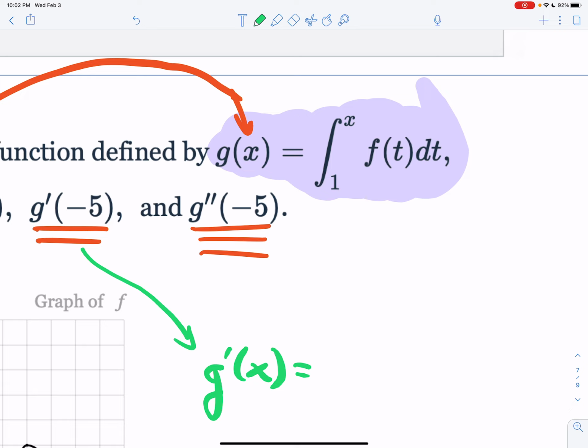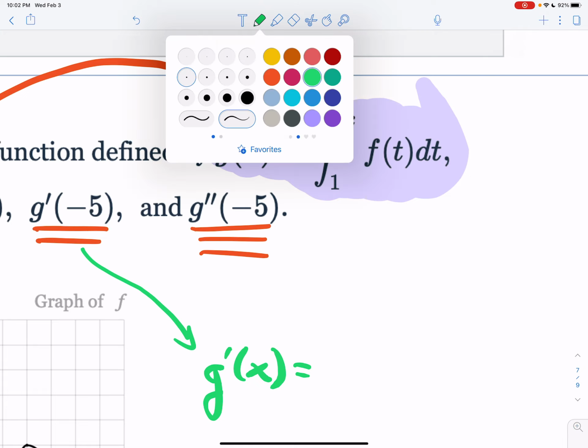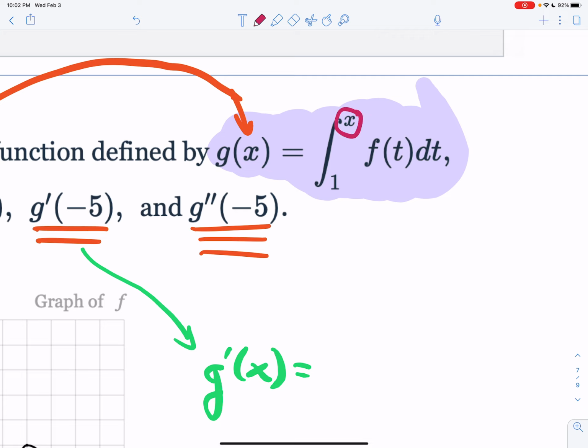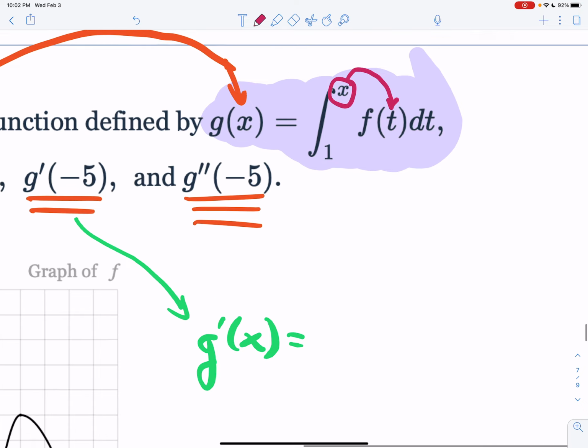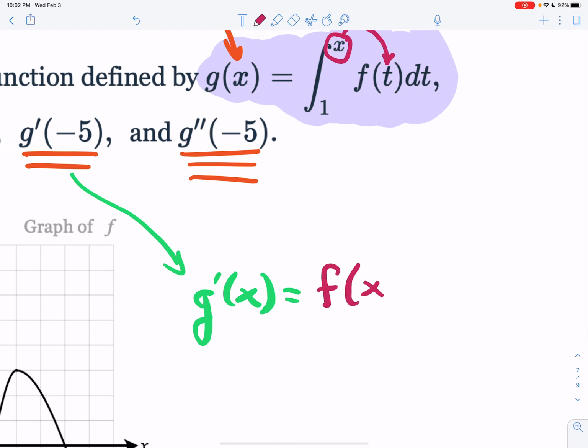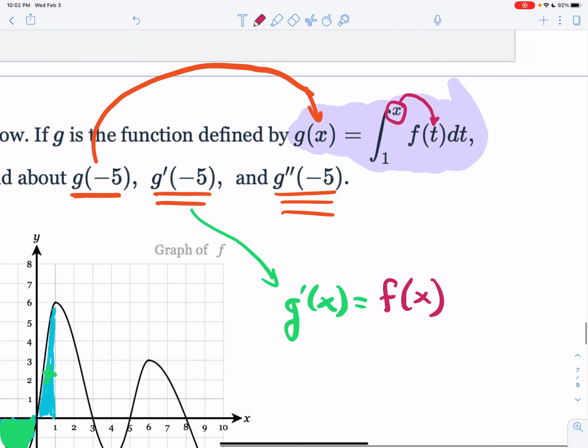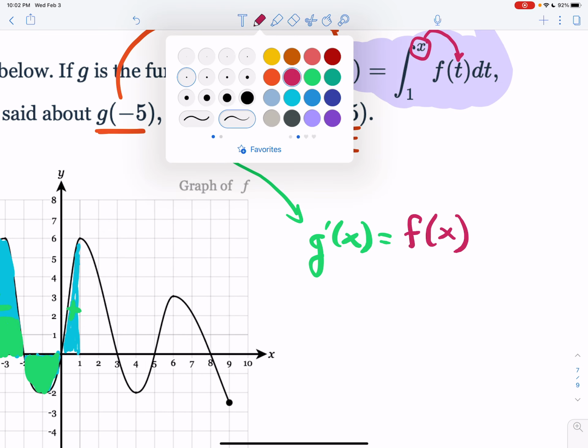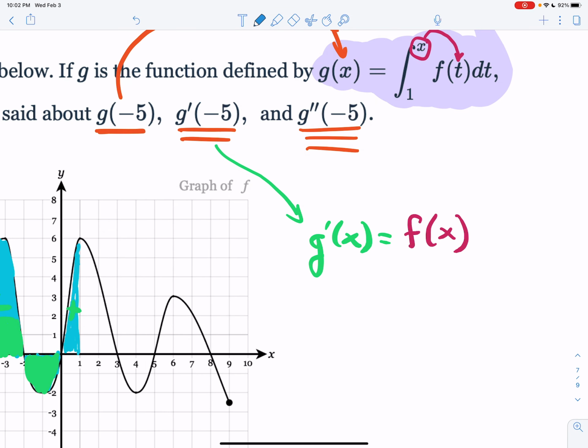So this is FTC2, the Fundamental Theorem of Calculus Part 2. When you take the derivative of an integral, you get to do that really cool move where you just take the upper function and then you plug it in there. Okay? So remember, if the bottom is a constant and the top is a function, you're allowed to make this move, right? So g prime of x is really f of x. Because if you integrate it and then you take the derivative, you're going to get back what you started with, right?